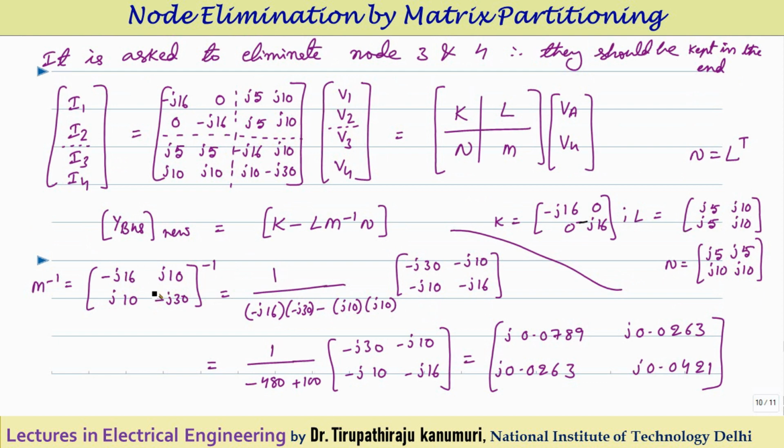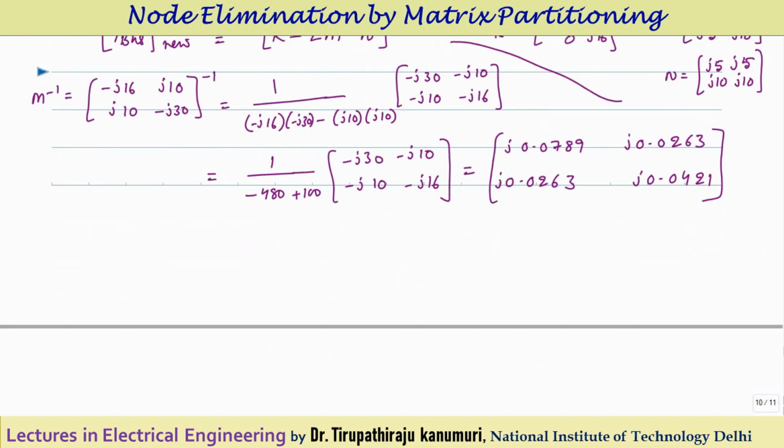So 1 divided by the product of these two minus these two. The product of these two will be minus J16 into minus J30, minus J10 into minus J10. So this is 1 by AD minus BC, D, minus B, minus C, A. These two will be interchanged, and these two we have to take with the opposite sign. So when you simplify it, you will get the answer as this one. This is my M inverse.